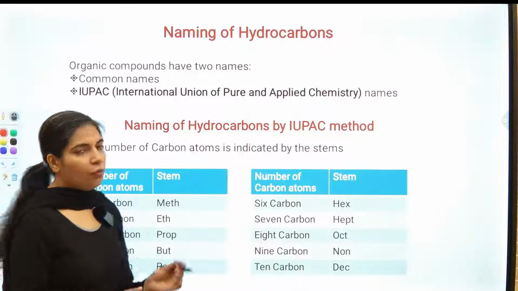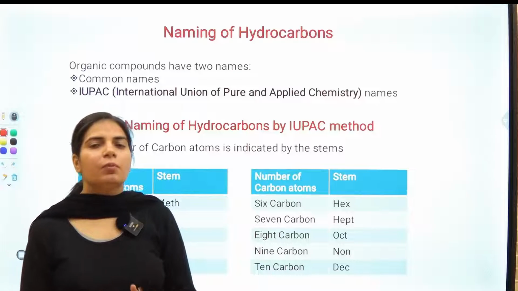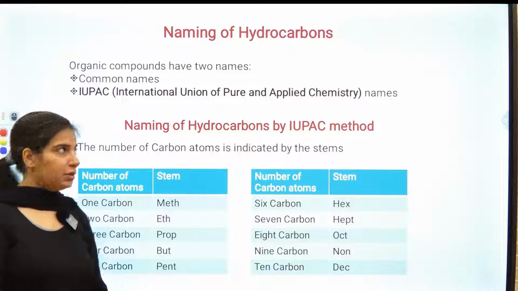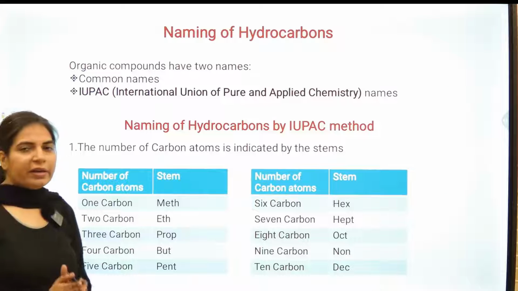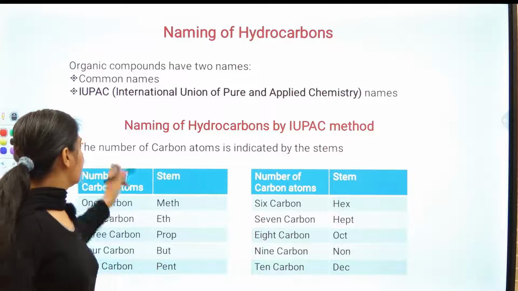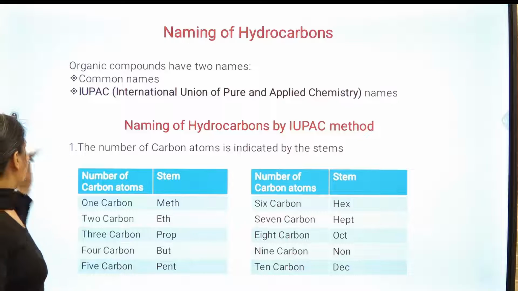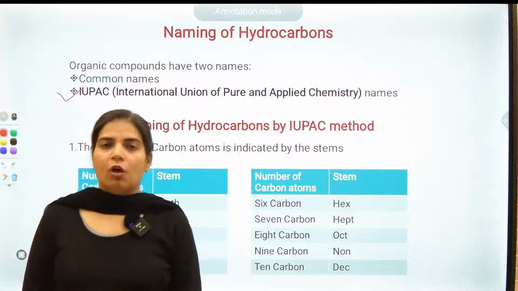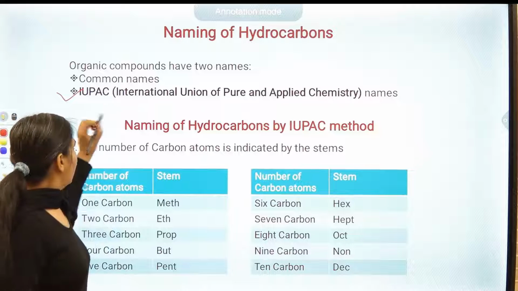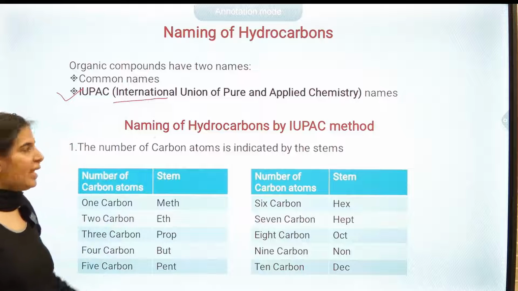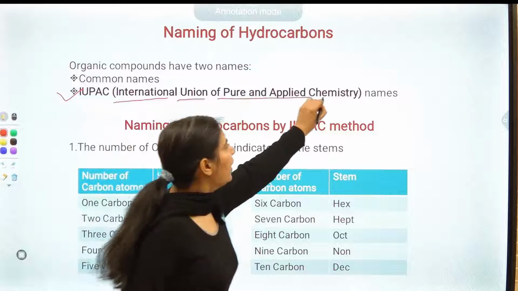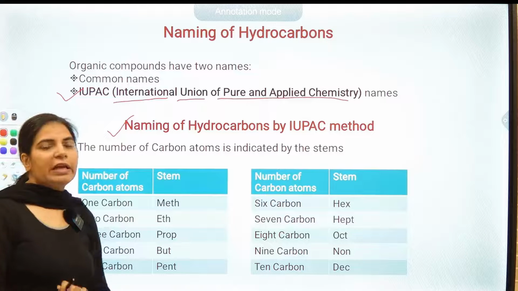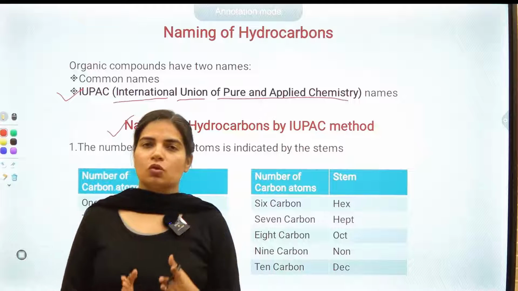In our next slide, we are going to discuss a very important portion of this chapter, and that is naming of hydrocarbons. Organic compounds have 2 names. The first one is the common name and the second one is the IUPAC name. What does IUPAC stand for? The full form of IUPAC is International Union of Pure and Applied Chemistry. Let's talk about the naming of hydrocarbons on the basis of the IUPAC system.